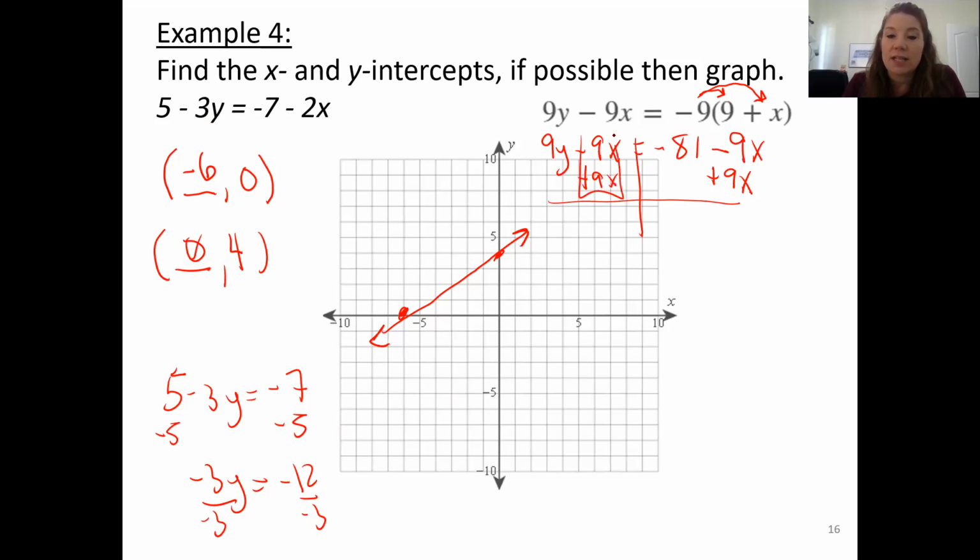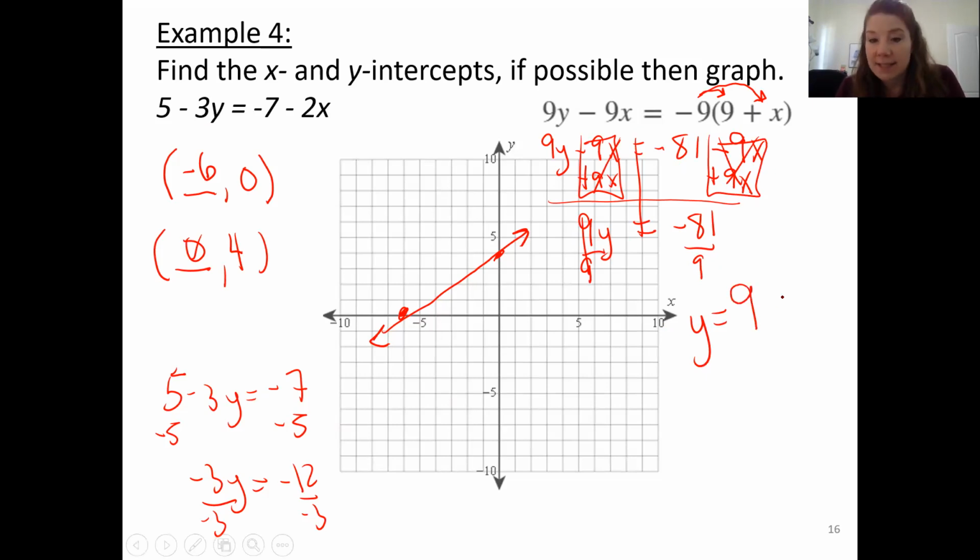So this is gone. So we have 9y is equal to negative 81. This is gone as well. These x's cancel each other out. So then to solve for y, I divide both sides by 9, and y is equal to negative 81 divided by 9, which is negative 9. Now, we don't have an x anywhere, right?